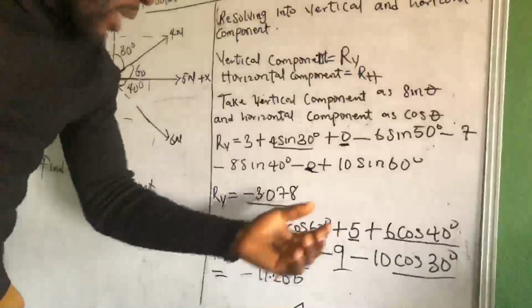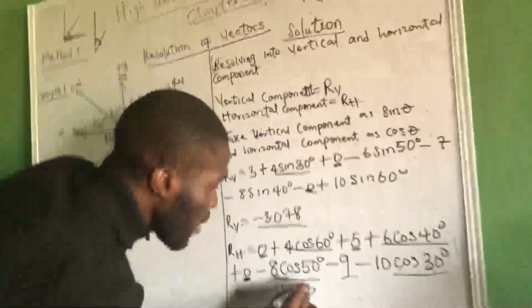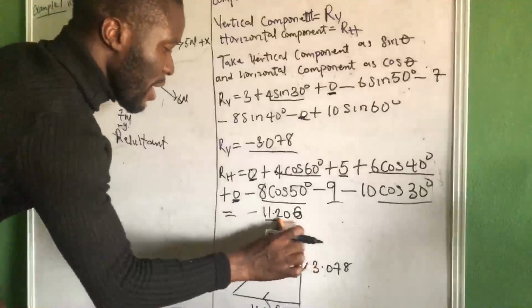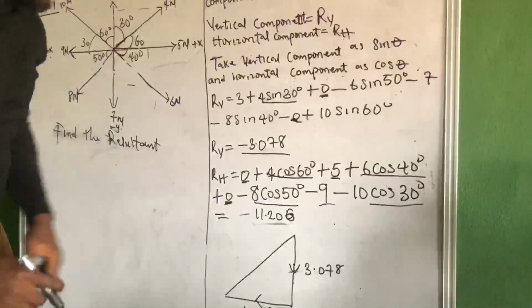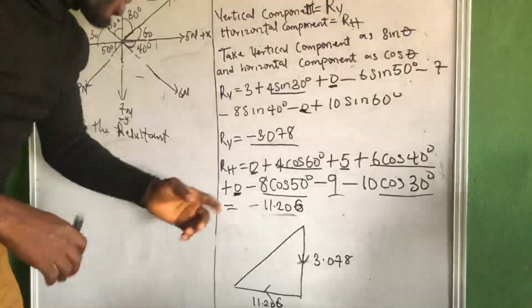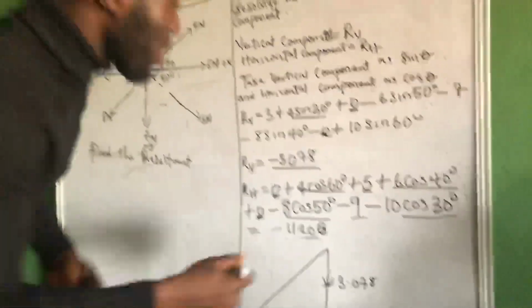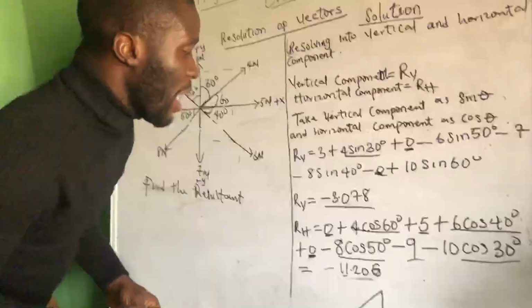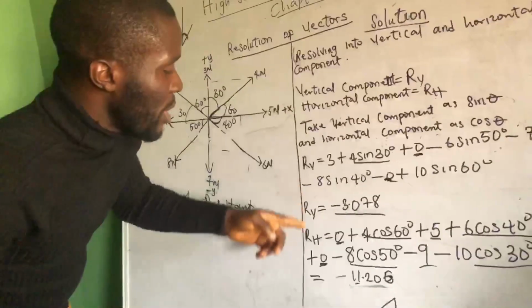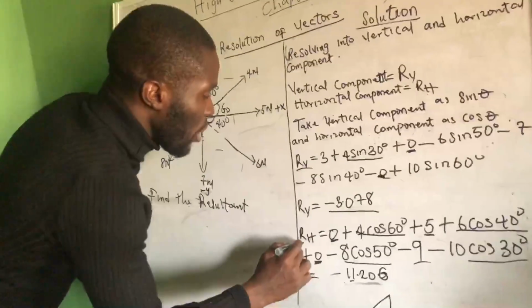So if we add all that together, we will have 11.206 rather as the final answer for the horizontal component of resultant. Now the next thing we are going to do is we have resolved along the vertical component, and we have resolved along the horizontal component.